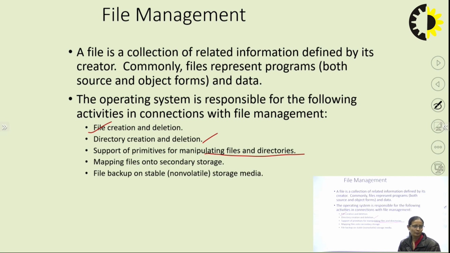File backup on stable storage media, that is, if you are running a system backup, you are taking a system backup, then how this is to be taken on the tertiary media.